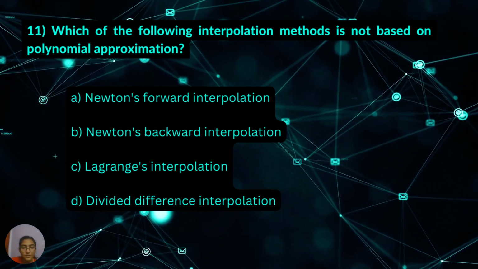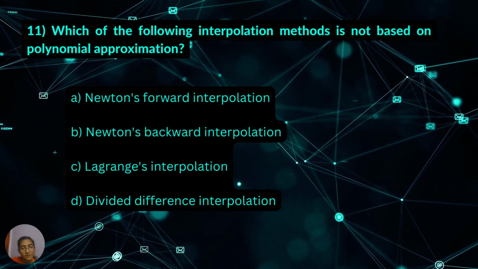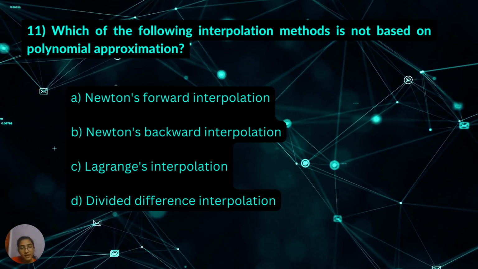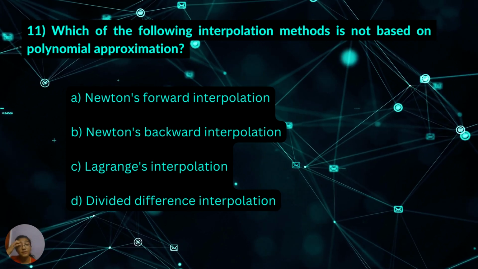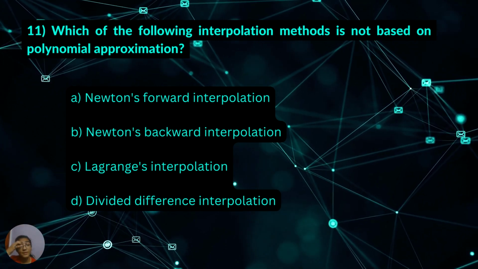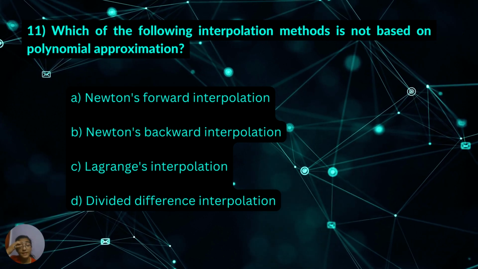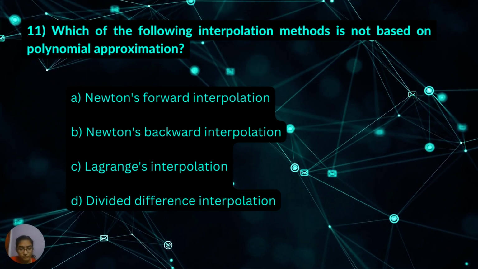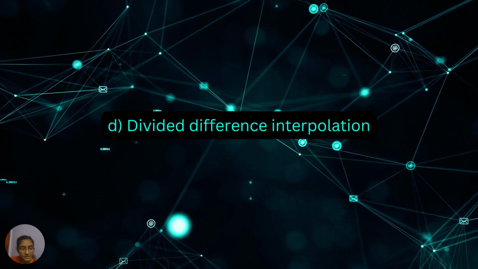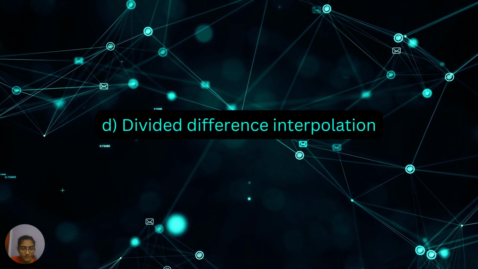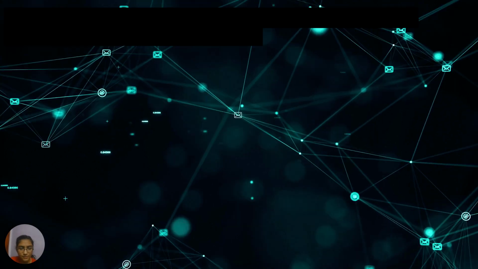Divided difference interpolation. Because Lagrange, Newton forward and Newton backward, they all use polynomial approximation for finding the derivative of a function. Okay, so the answer is D, divided difference interpolation. Now let's jump on to the next question.